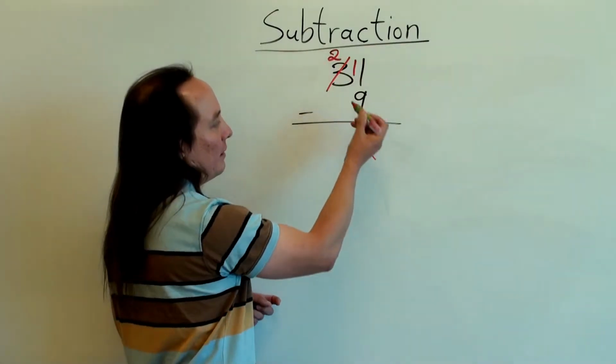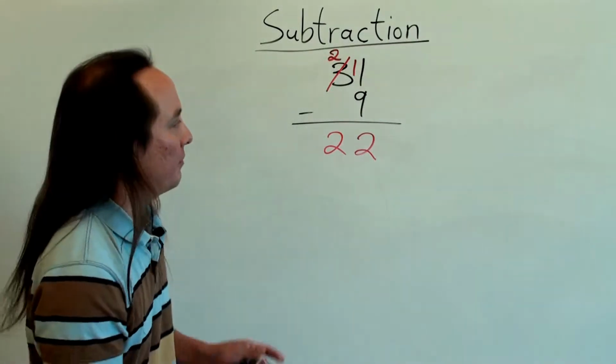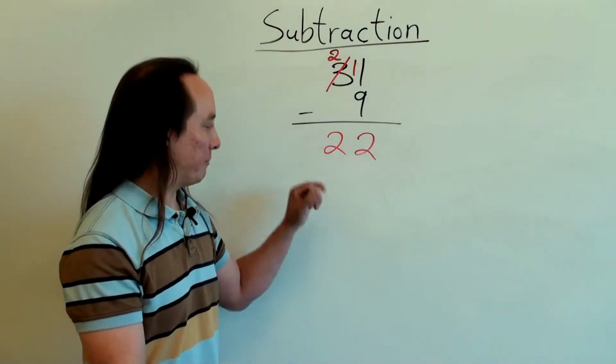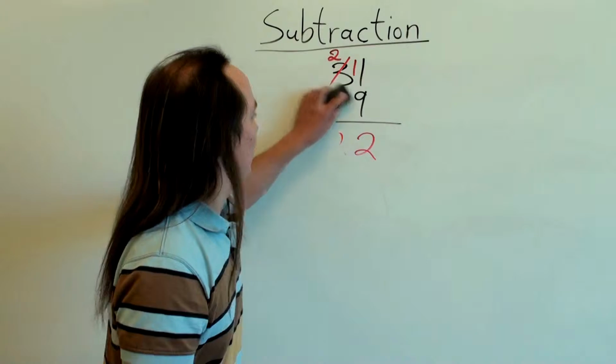And then 2 minus nothing is 2. So I was right. I was good about my little assumption there, right? But the familiarity with the numbers, that 9 is close to 10, but not quite. Anyway, 22. All right, so let's go on.